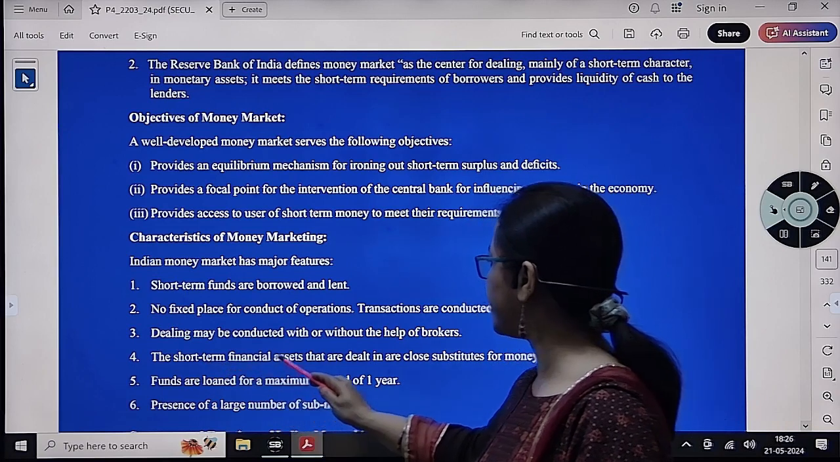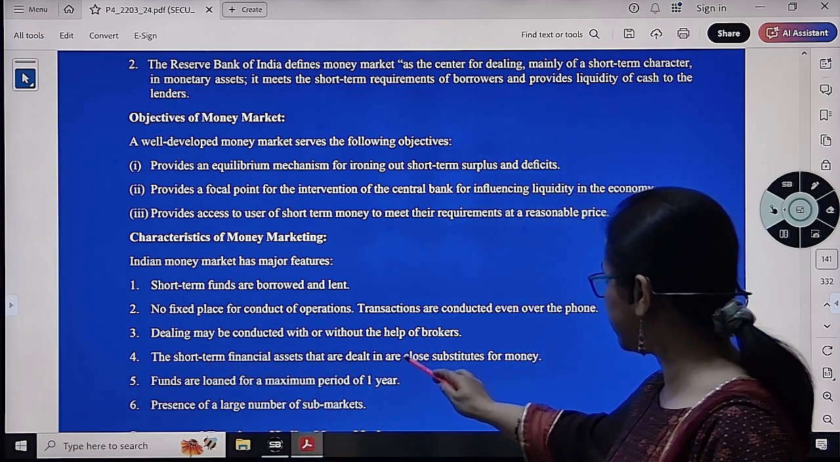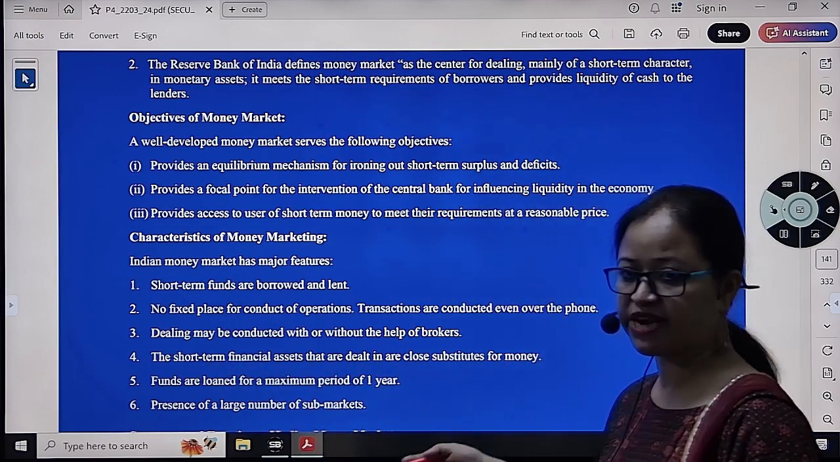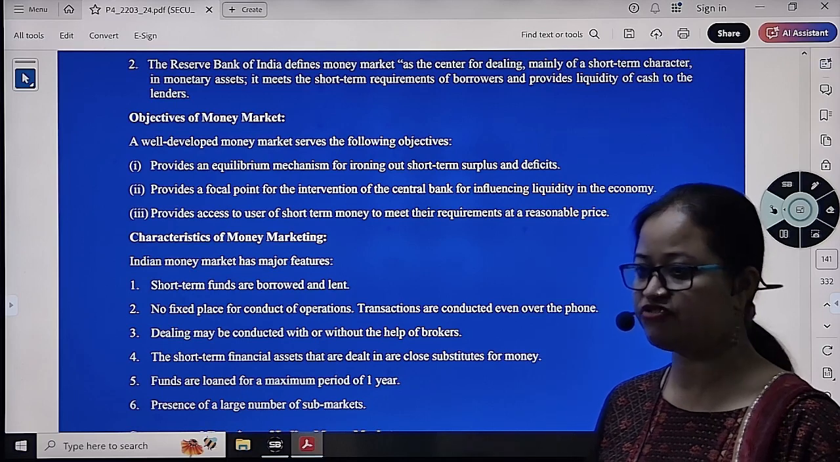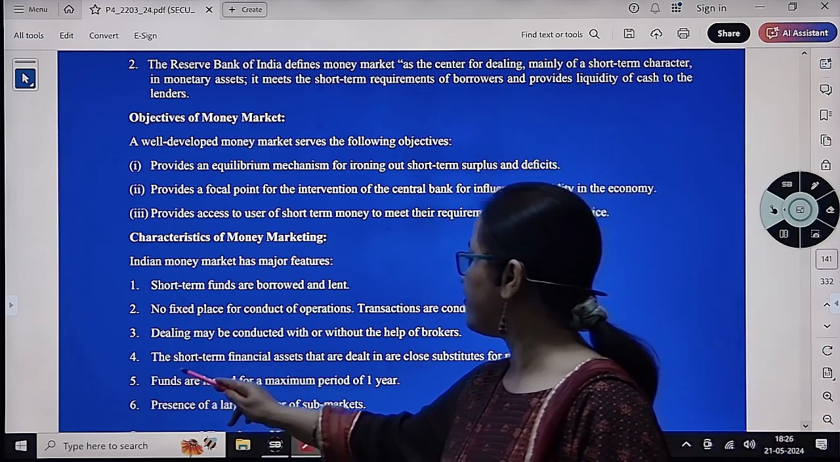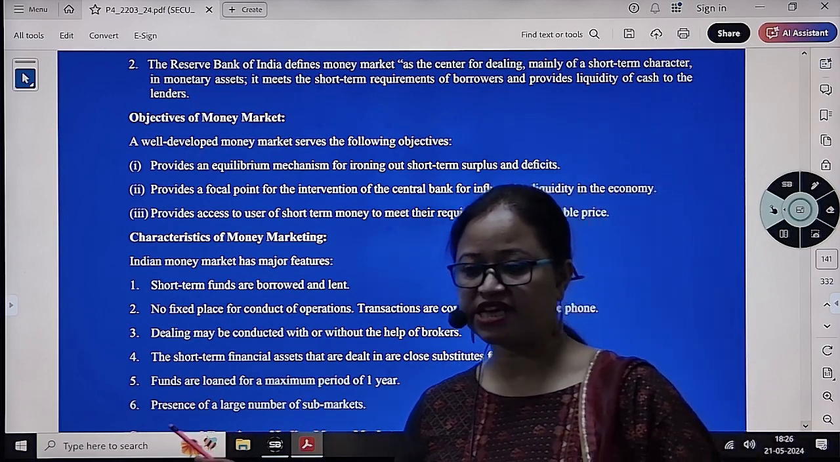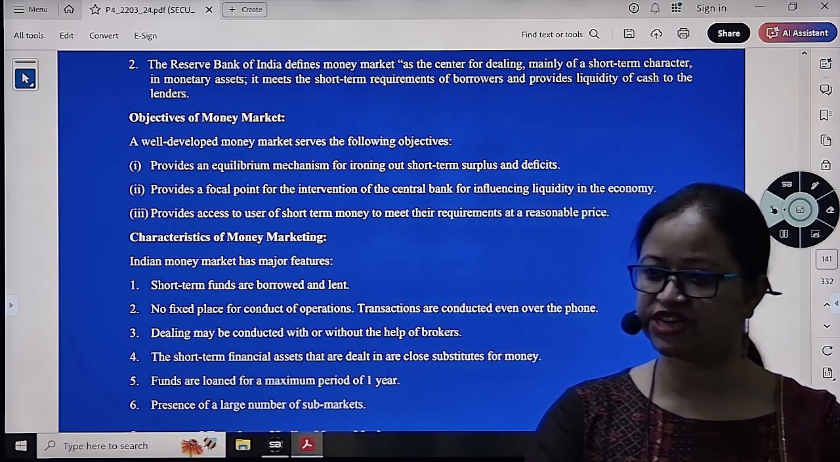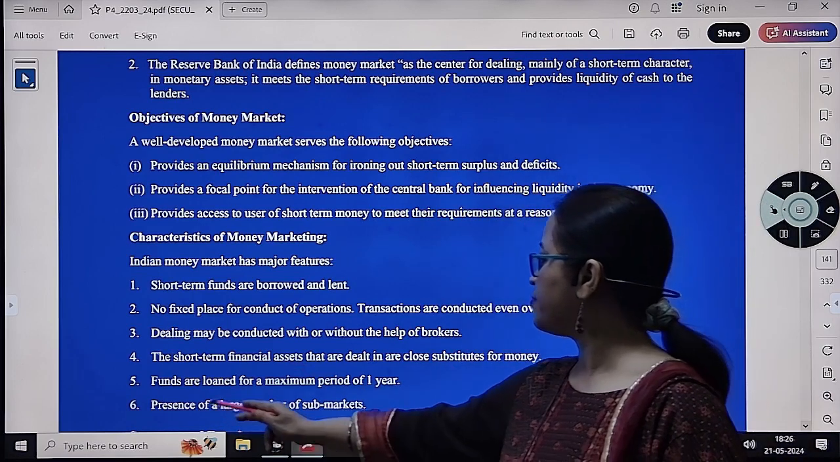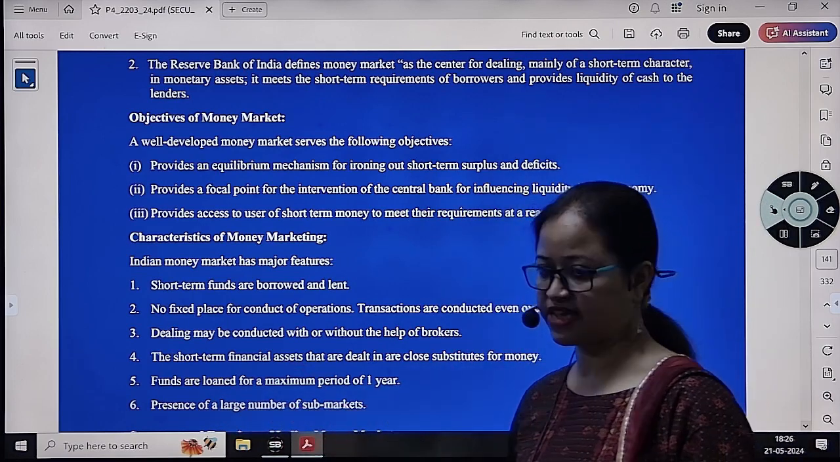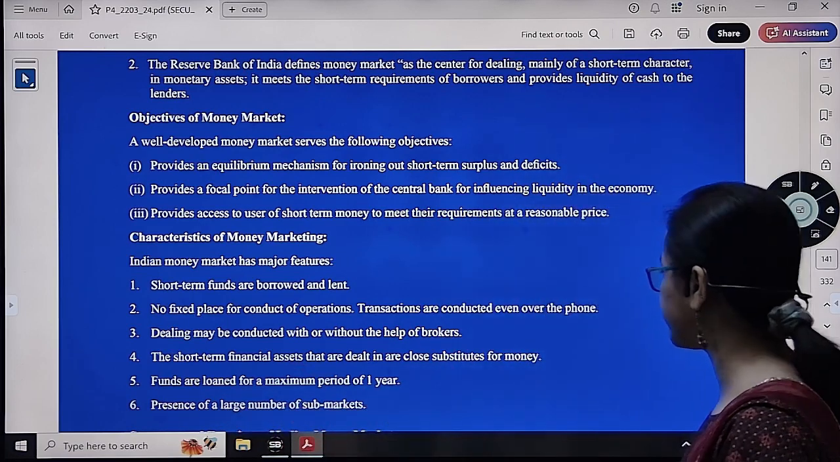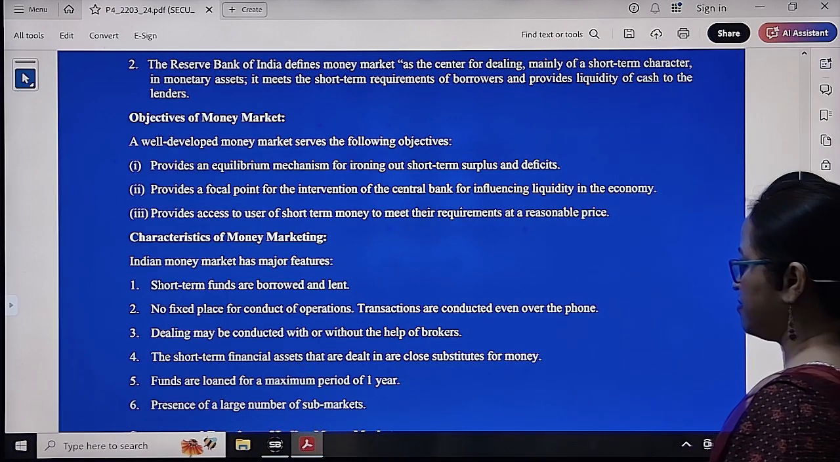The short-term financial assets that are dealt in are close substitutes of money, near money. You can easily convert them into cash. Funds are loaned for a maximum period of 1 year. So the instruments can be converted into cash within 1 year. There is a presence of a large number of sub-markets in the money market.